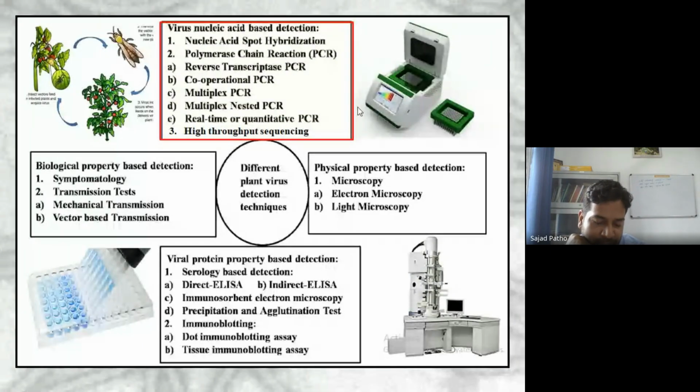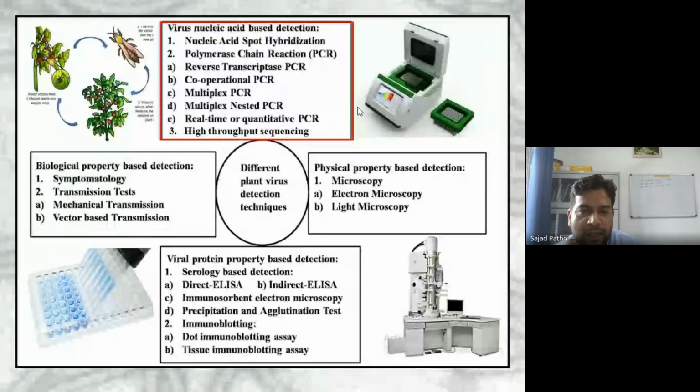And very important among them is now the nucleic acid based detection. So we have n number of methods in the nucleic acid based detection. Nucleic acid means the composition, whether RNA or DNA. So anything from the RNA or DNA which we are using for the detection, that we call nucleic acid based detection. We have a number of methods.